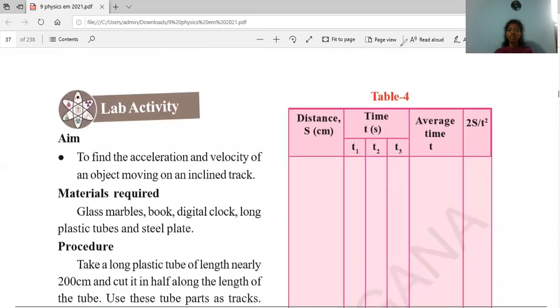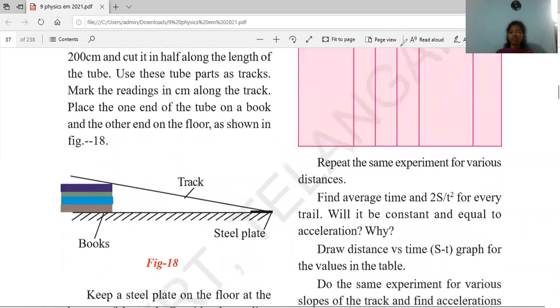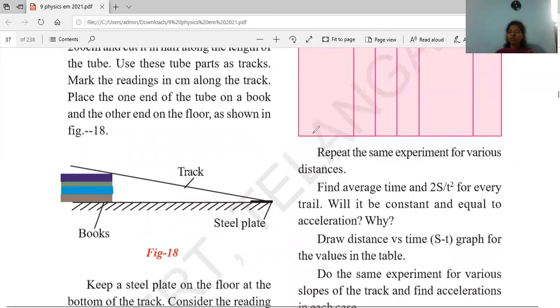This is the table given here. In this, we have to write distance, time, average time, and 2s by t square. We have to repeat this experiment with various distances and find the average time and 2s by t square for every trial. Will it be constant and equal to acceleration? Why? Every time the 2s by t square average time is equal for every distance. If it is equal, why, they are asking.